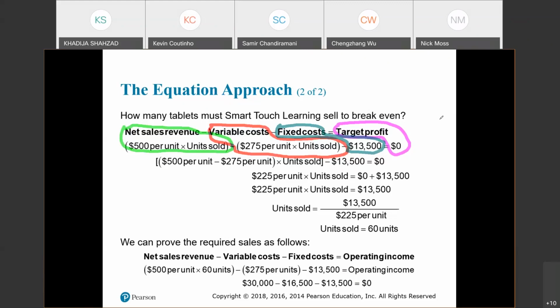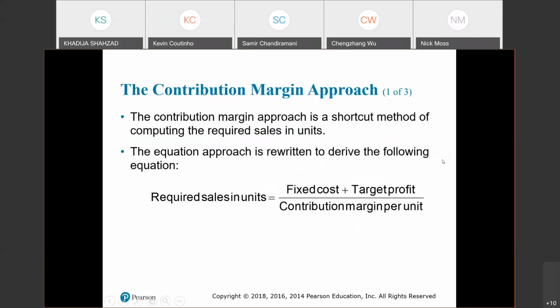We know that at the sales level of 60 units, the company will achieve its break-even point. 60 units. Well, this is the first approach, the equation approach. The second approach is the contribution margin approach.